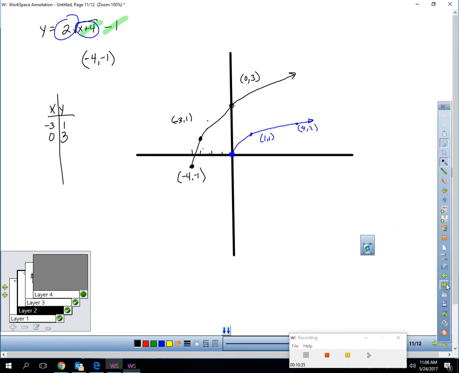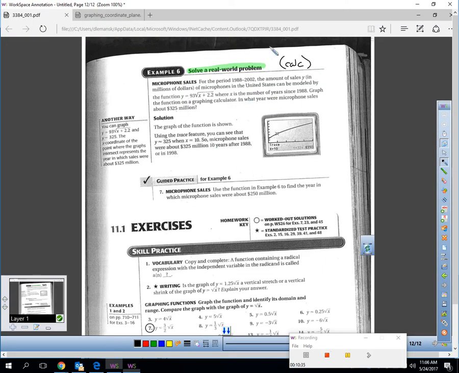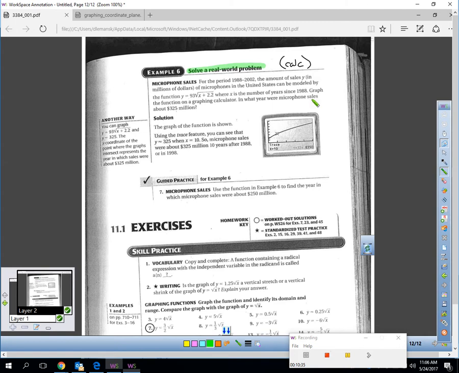And then to wrap things up, when you do the story problems you can use your calculator. You'll see here in this question, they give you a function where x is the number of years since 1988, and this is why I wanted to make sure you saw this on the video, they ask you to graph the function on a graphing calculator. That means you don't have to put it on paper, you just have to type the equation into your calculator: y equals 93 square root of x plus 2.2. In what year were microphone sales about 325 million?